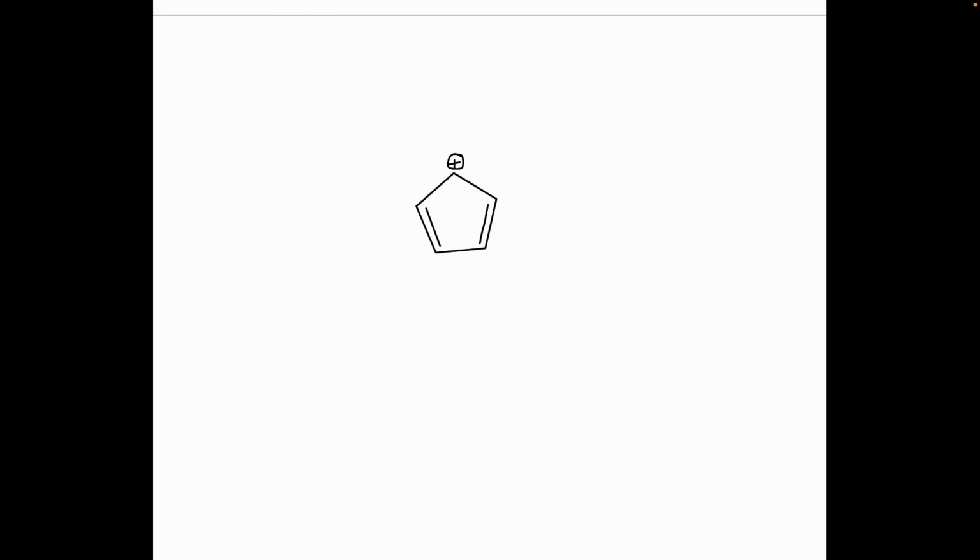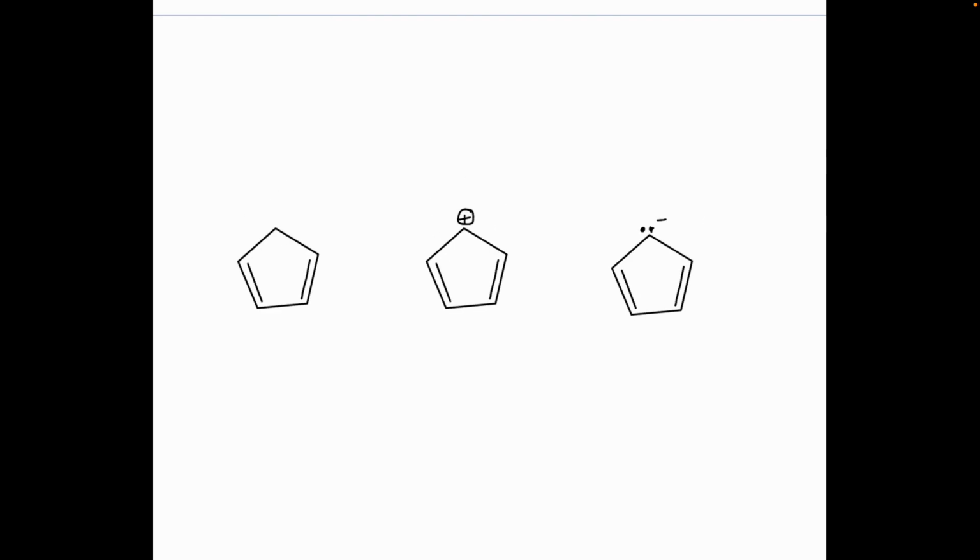But what about if instead of removing that hydrogen and its pair of electrons, we removed the hydrogen, but it left that pair of electrons behind? So we're talking now about a carbanion. All right. We're going to compare these three very similar structures here. So the question is, how do we deal with lone pairs and aromaticity?